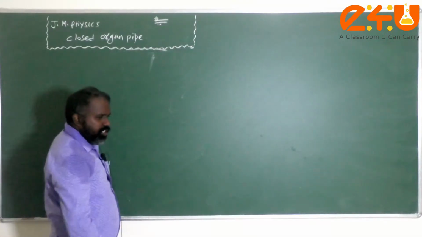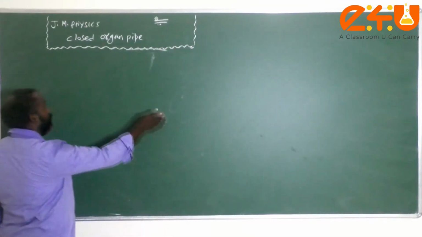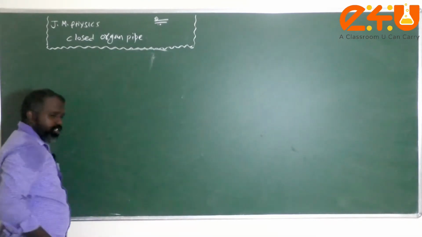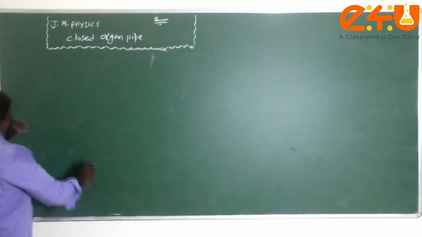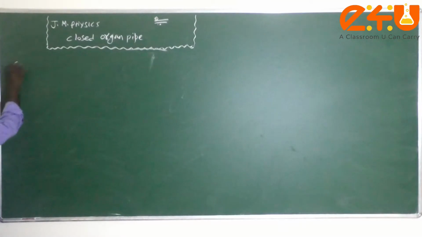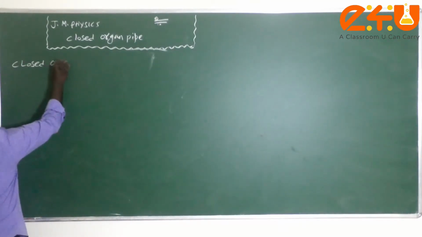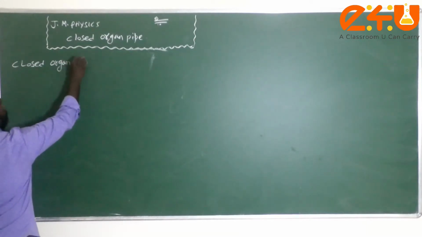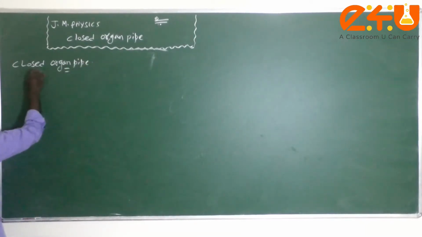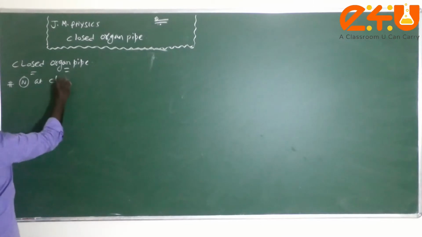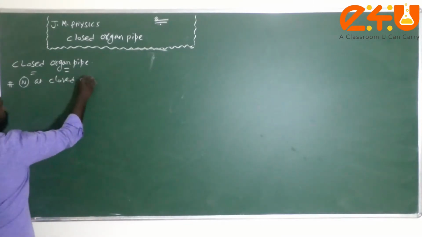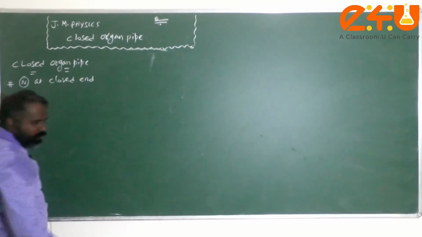Students, in this video we are going to discuss complete theoretical information about the closed organ pipe. Just see, this is a closed organ pipe. The first point we have to consider is that a node will form at the closed end of the tube.